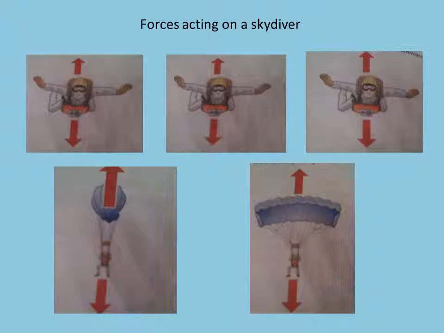Once the skydiver opens his parachute, the air resistance increases. This means that the force upwards is now bigger than the force downwards, so he slows down. As he slows down, the air resistance decreases until it is the same size as his weight. The forces on the skydiver are balanced, so he continues falling at a constant speed. This is a new terminal velocity.